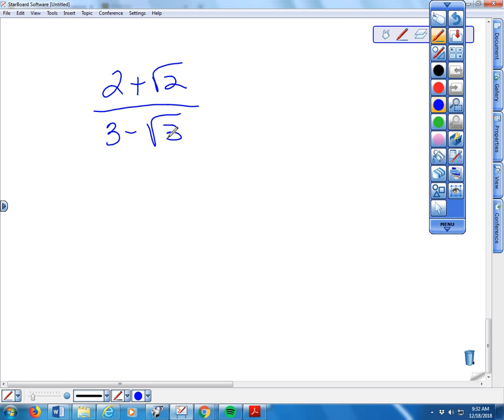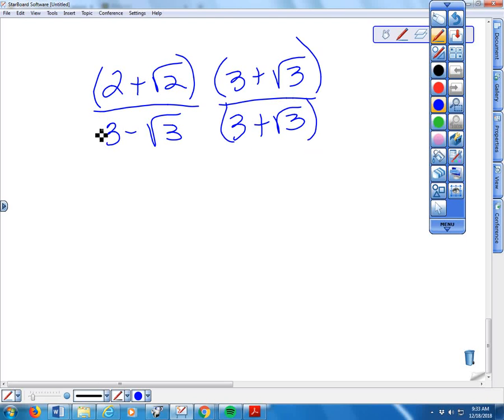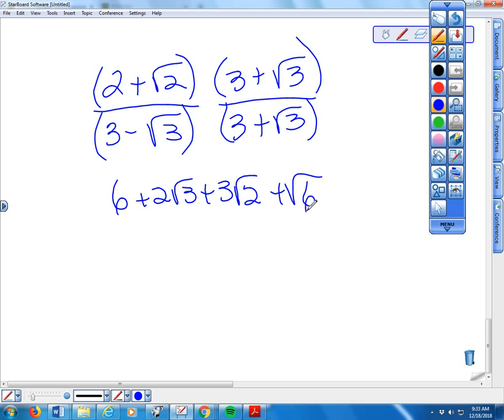Okay, what do I do here? I cannot just multiply by the square root of 3. I have to use the conjugate, which is 3 plus the square root of 3. Okay? I have to FOIL the top and the bottom, but the nice thing about the bottom is the middle term drops out because it's the conjugate. So on the top I have 6 plus 2 square roots of 3 plus 3 square roots of 2 plus the square root of 6. This cannot be simplified. The only time you could combine radicals is if the radicand, that number under the radical, is the same. It is not, so this is as simple as I can get it.